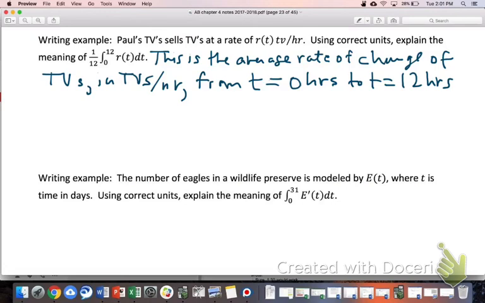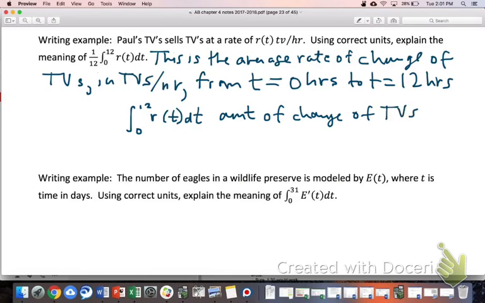If I were to just write this, integral from 0 to 12 of R of T dt, if that's it, then here would be the meaning of that. This would be the amount of change, or the net amount of change of TVs. He would be right. But the thing we want to make sure we pay attention to is the 1/12. The 1/12 is very significant, and not only that, the 1/12 has units. So if I left it at that, then of course, he's right.